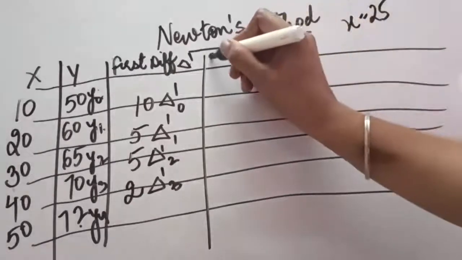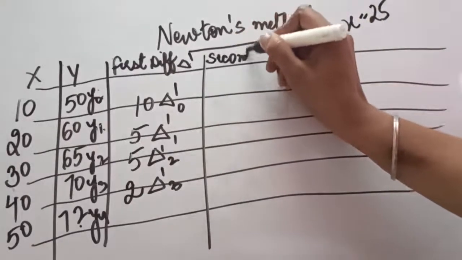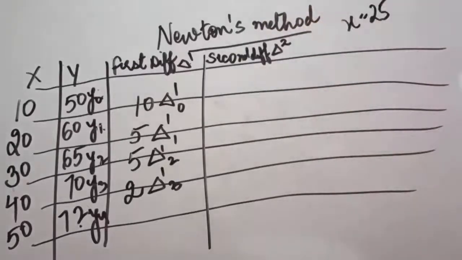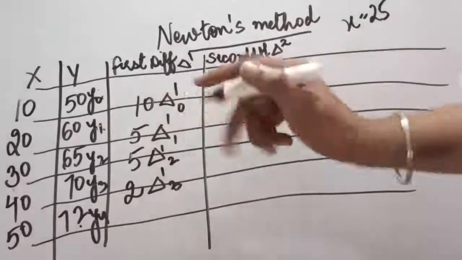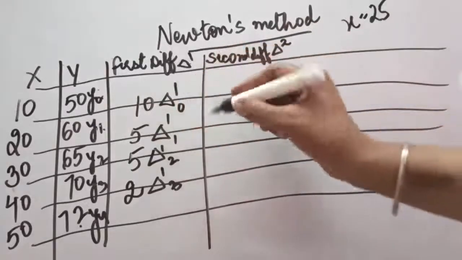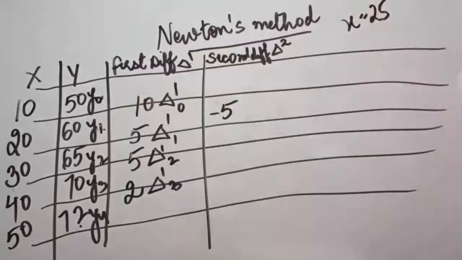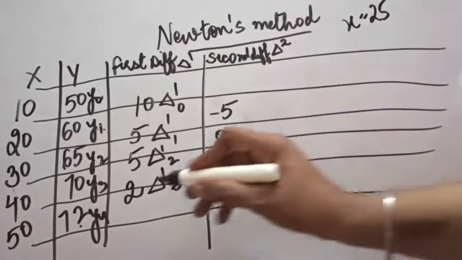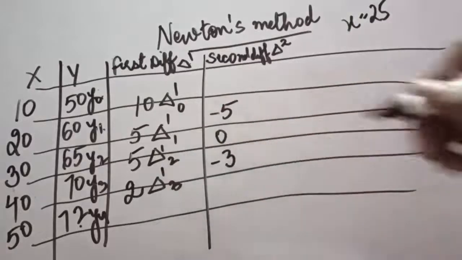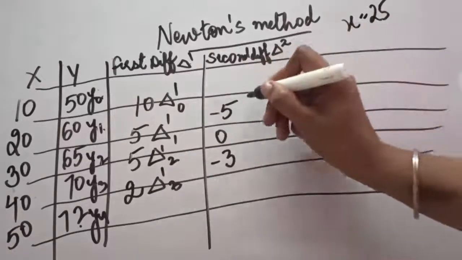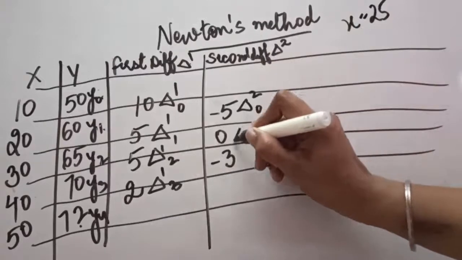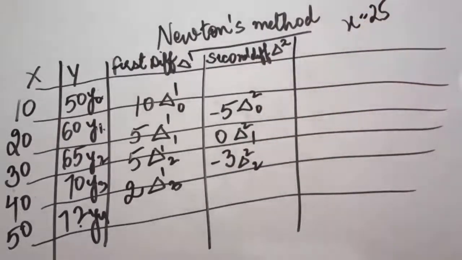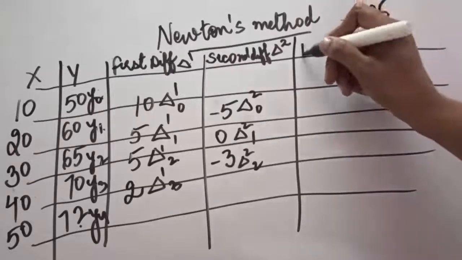Next we will calculate the second difference. Second difference means now we are calculating delta 2. Again the same thing we will do, second minus first. So 5 minus 10, it will be minus 5. So center will be this, minus 5. 5 minus 5, it will be 0. Then 2 minus 5, it will be minus 3. Now again we have to give them the names: delta 2 0, delta 2 1 and delta 2 2. Second difference is over.